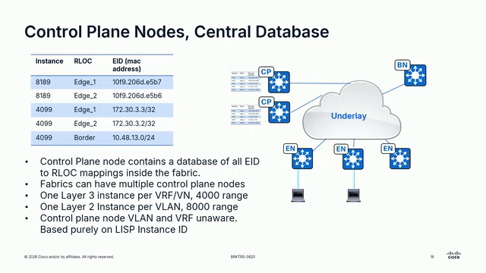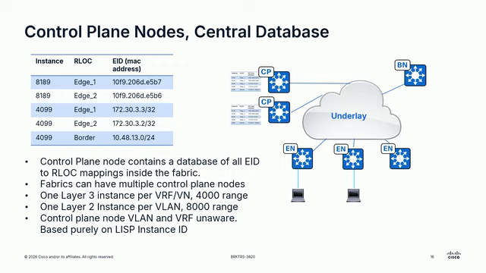So the tables on the control plane node are basically quite simple. It's just a tuple saying instance ID, RLOC, and the EID, which can be a MAC address, an IPv4 address, or an IPv6 address. We use different instance IDs for layer 2 connectivity and for layer 3 connectivity. The layer 3 connectivity typically starts with 4000, so it starts at 4097 upward. If you have layer 2, it basically starts with 8182 and then goes upward.